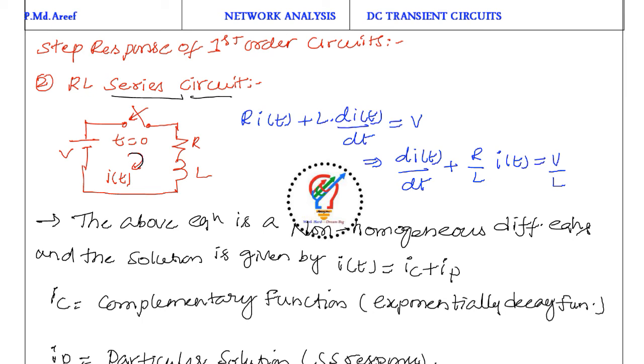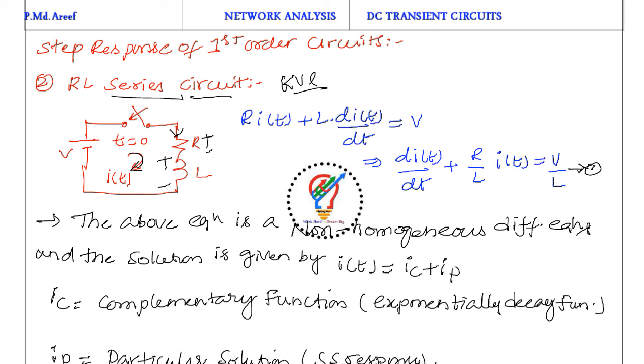So current is assumed to be the same. I of t is equal to the current flowing in the circuit here. So we are applying KVL here. By writing KVL, minus V plus R into I of t plus L into di by dt, which is nothing but the voltage across inductor, voltage across resistor and voltage source. So if I take this L outside, di by dt plus R by L into I of t is equal to V by L. This equation, let me name it equation one.